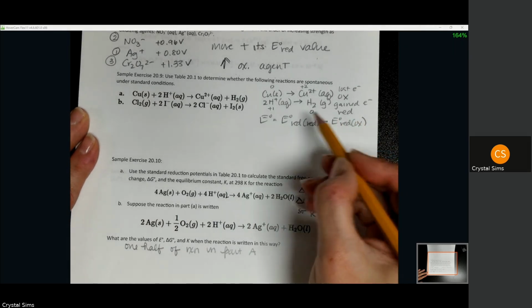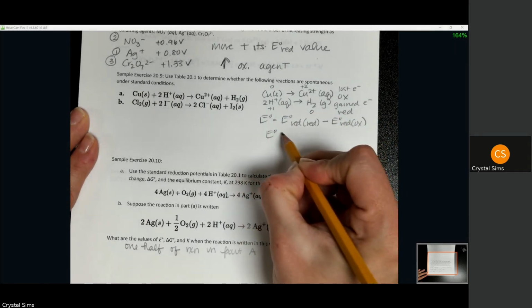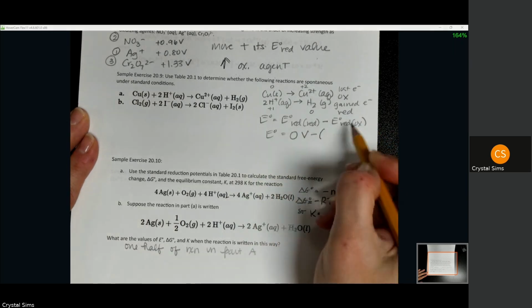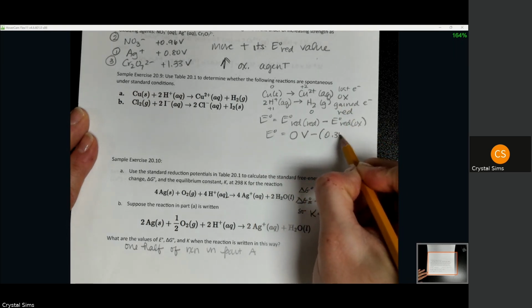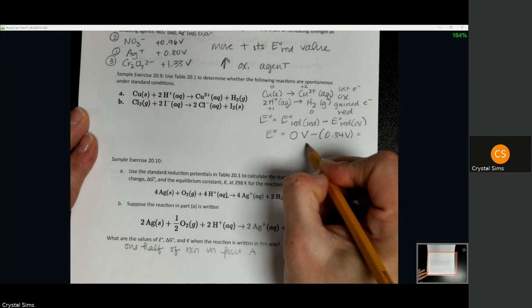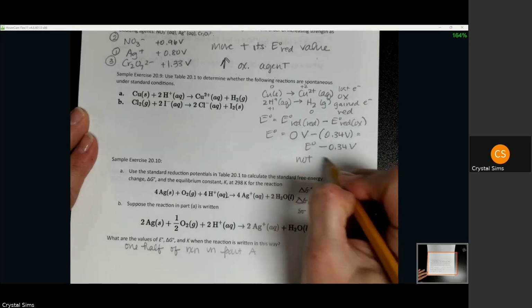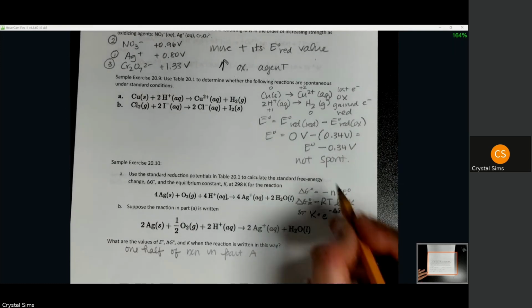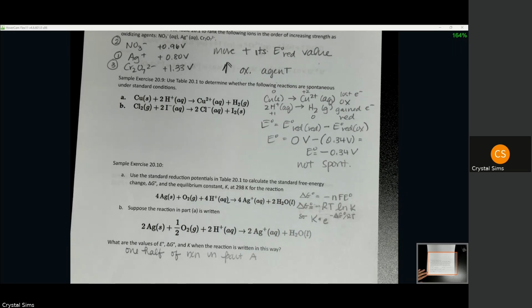So which one is being reduced? Well, my hydrogen has been reduced, and when I look at table 20.1, I see my value on that is 0 volts. And then when I look at the copper reaction, I see that it is 0.34 volts. So my answer here is negative 0.34 volts, which means it is not spontaneous. When you have a negative value, it is not spontaneous.